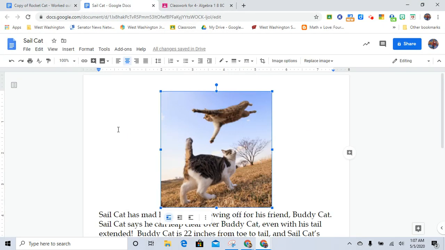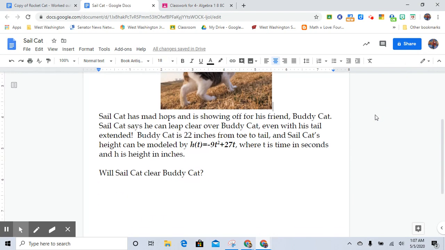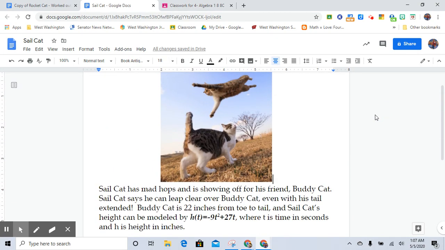Let's look really quick at the SailCat question for today. SailCat has mad hops and is showing off for his friend BuddyCat. SailCat says that he can leap clear over BuddyCat even with his tail extended. That's BuddyCat's tail. So BuddyCat is 22 inches from toe to tail, so that's this toe to this part of the tail. And SailCat's height can be modeled by this function.